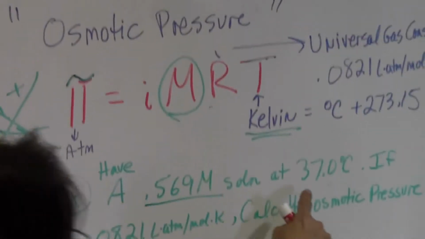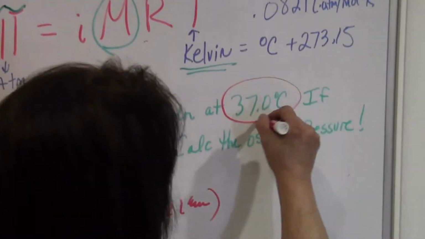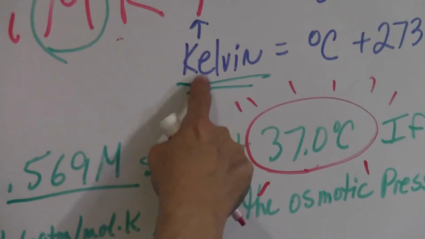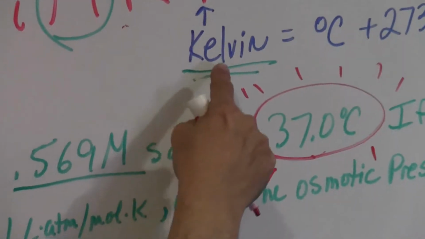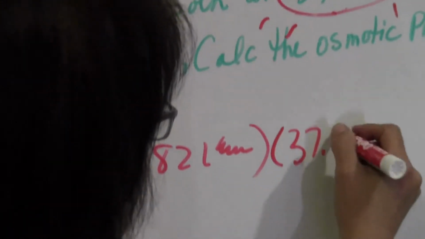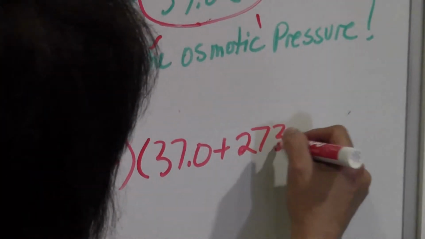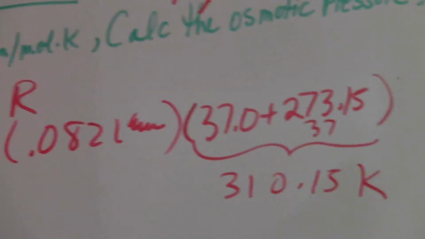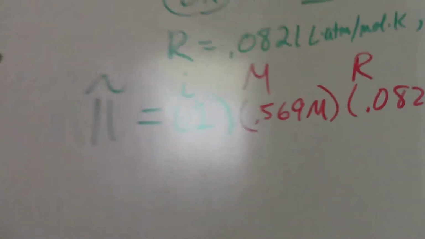Now temperature. They tell us the temperature is 37 degrees centigrade. That's a red flag. Be careful. You don't want to blow a problem because you didn't get the right Kelvin. So we're going to change centigrade to Kelvin by taking our 37.0 and adding 273.15. You're going to add these first. So what do we get? We get 310.15 Kelvin. Remember, Kelvin has no degrees.